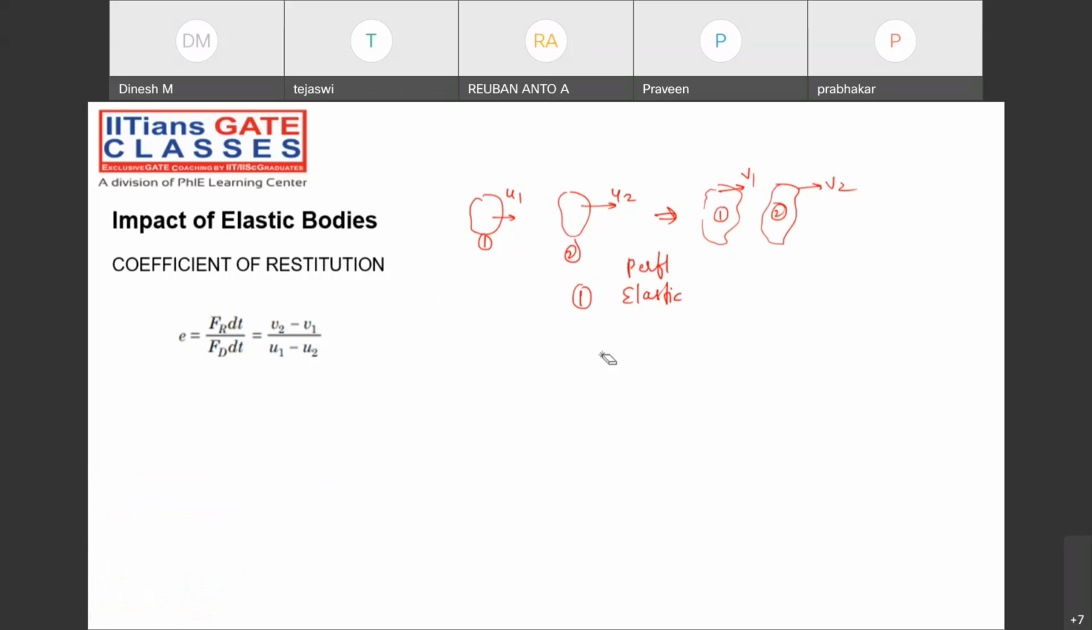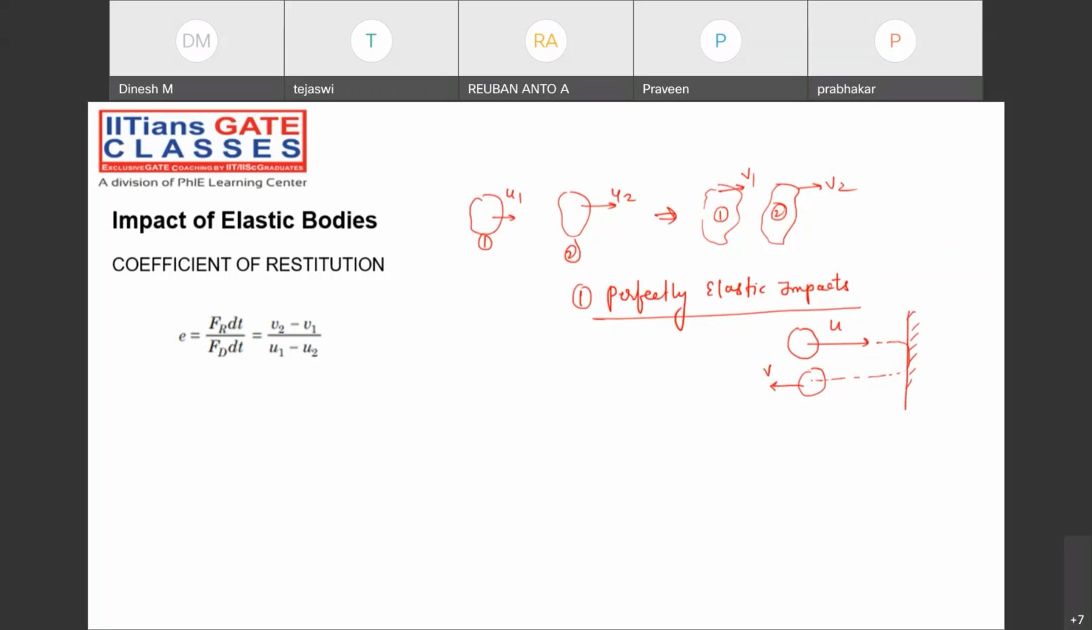What do you mean by perfectly elastic impact? Anybody know the example? Can I tell you an example? A ball is being thrown with some velocity u. It strikes the wall, and after striking, it comes back with some velocity v. This is the example of the perfectly elastic impact. Understanding my point?